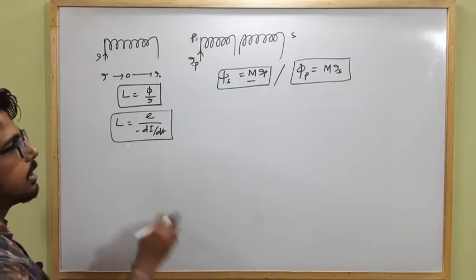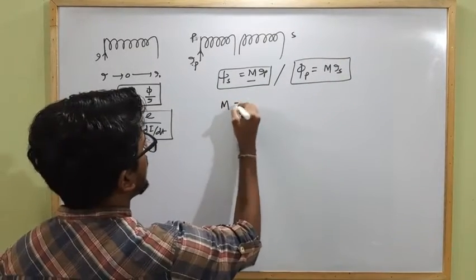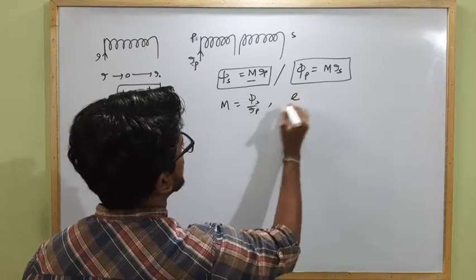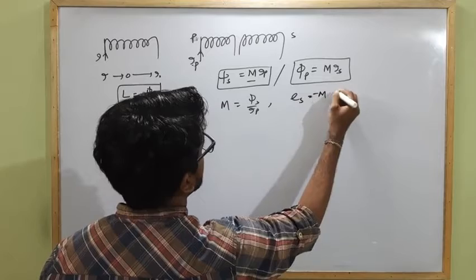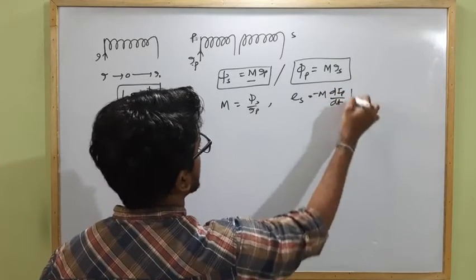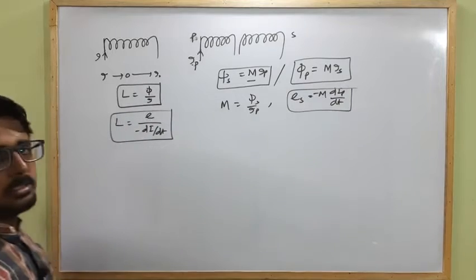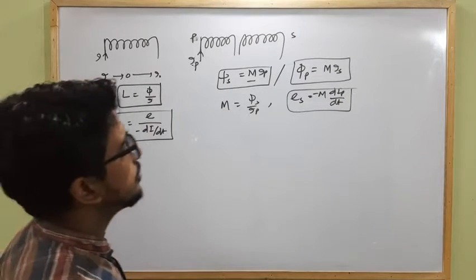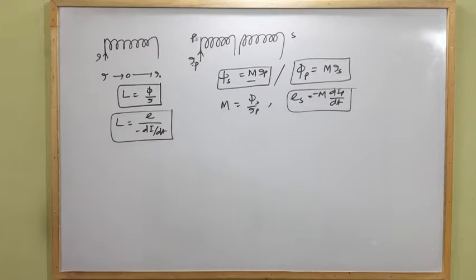Clear? Okay, and what is the value of M? M equal to phi S by IP, or the induced EMF in the secondary equals minus M into the change in current in the primary with respect to time, or vice versa. Clear? So we already studied this, and based upon this concept today we are going to discuss some numericals.